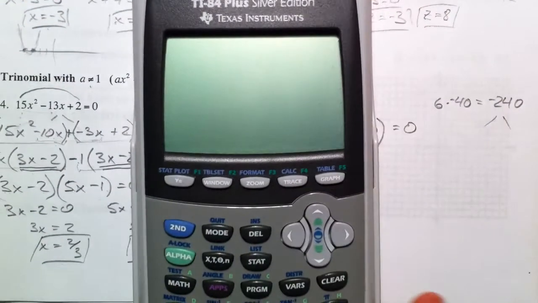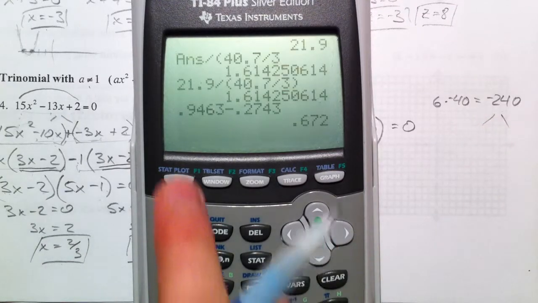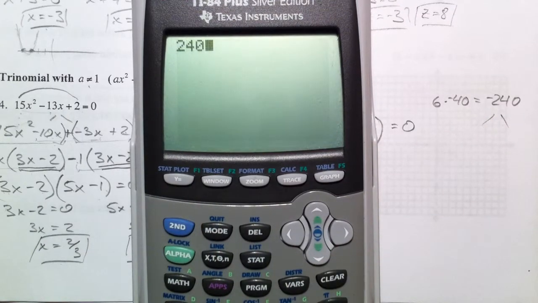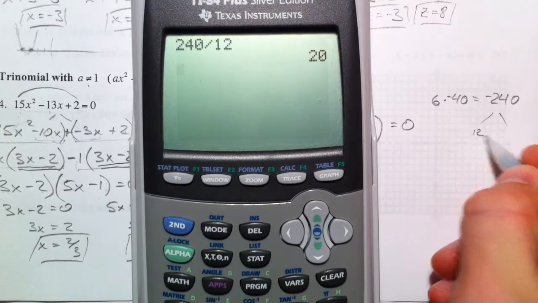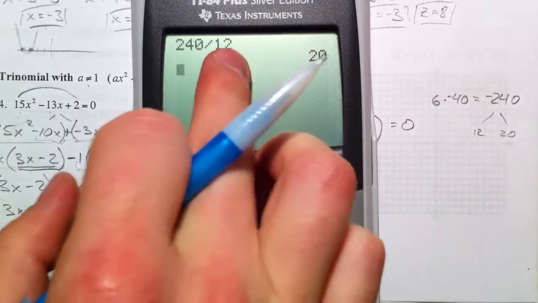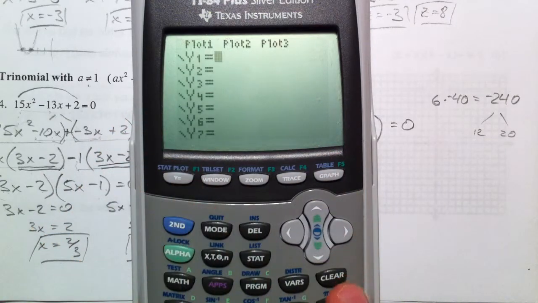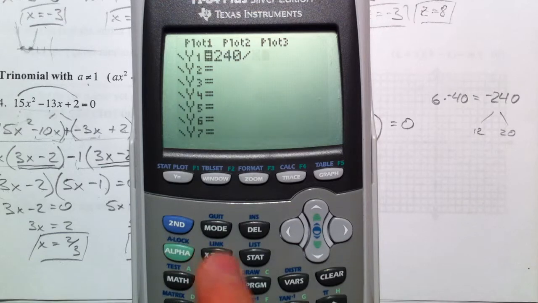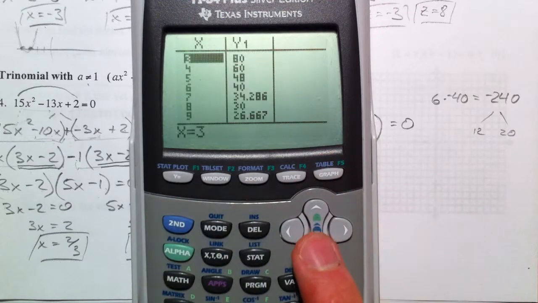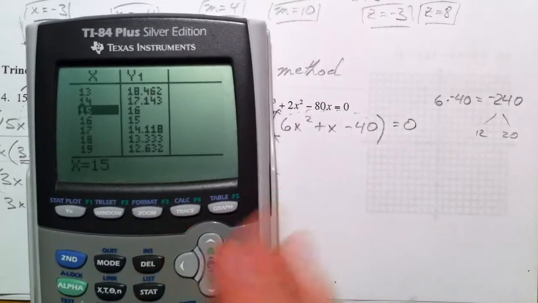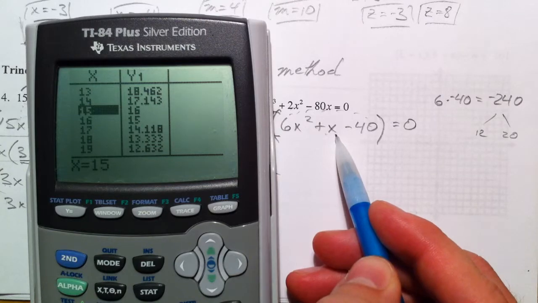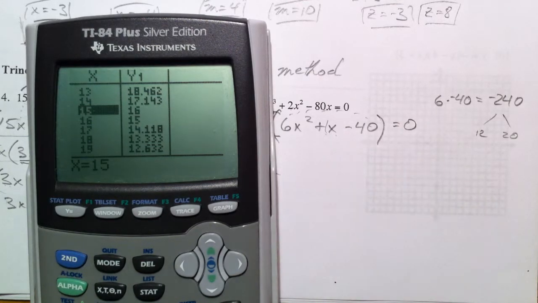So we want to figure out what times what is 240. Well, what if some of you just constantly do 240 divided by, say, 12? So, you know, 12 and 20. But what if in your calculator you just randomly put an x there? So if you did 240 divided by x and then went to your table and started scrolling, I'm scrolling until they are very close together because I want them to add to 1x.